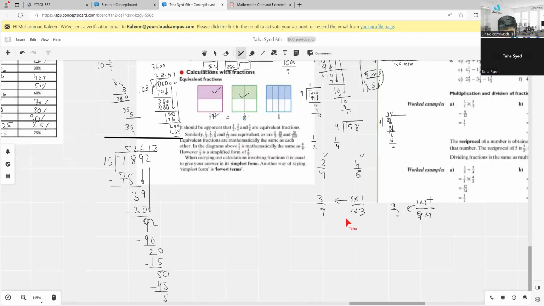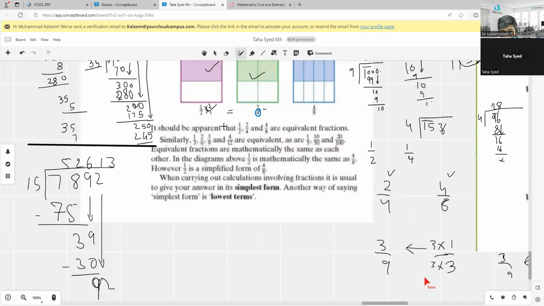So this one is the concept of equivalent fractions. Equivalent fractions means the fractions are the same. This is the definition. It should be apparent that 1 over 2, 2 over 4, 4 over 8 are equivalent fractions. Similarly, 1 over 3, 2 over 6, 3 over 9, 4 over 12 are equivalent fractions. Equivalent fractions are mathematically the same as each other. In the diagram above, 1 over 2 is mathematically the same as 4 over 8.